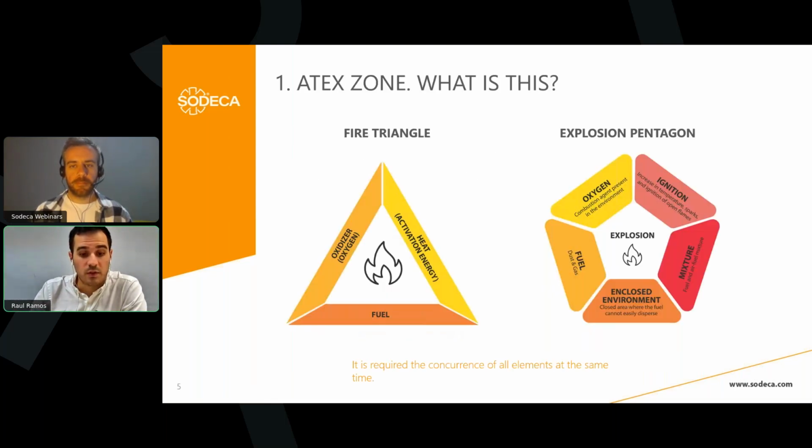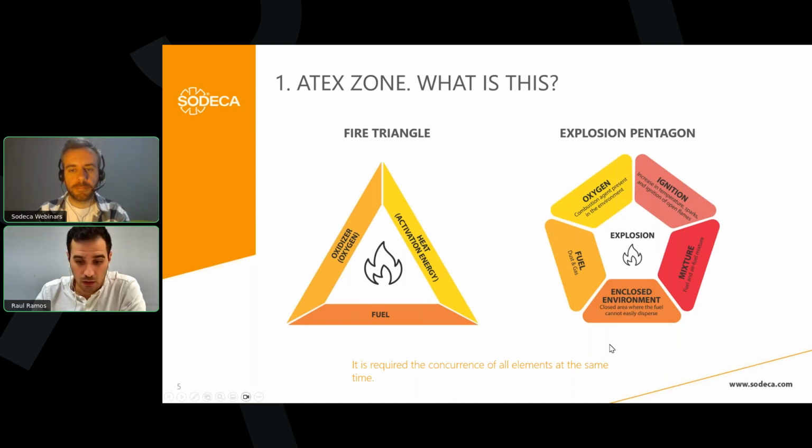Also, to understand how an explosive atmosphere is formed, we must take into account various environmental factors, which are shown in the explosion pentagon here on the right side. It has quite an analogy with the fire triangle, which is more known, and consists of a fuel, as for example gasoline, oxygen as oxidizer, and heat, for example a spark or an increase of temperature to obtain a fire.